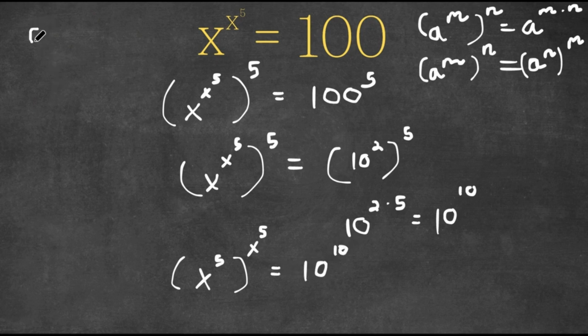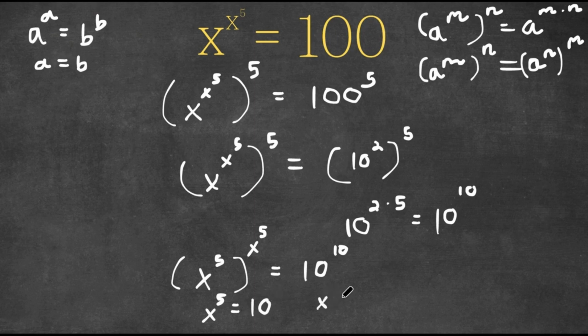And if we have something in the form a to the power of a is equal to b to the power of b, this means that a is equal to b. So in this case, x to the power of 5 is equal to 10, meaning x is equal to the fifth root of 10. So this is our answer.